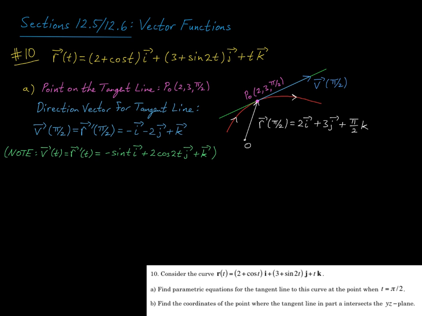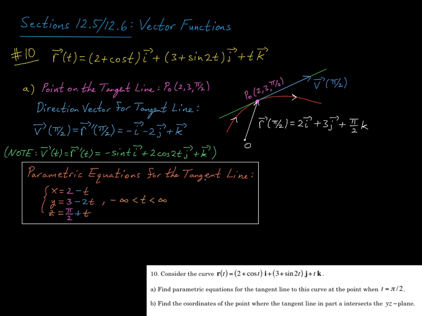All right, so that is going to act as our direction vector. So we have our x0, y0, z0 from this point P0, and then we have our a, b, c from this direction vector. So we go ahead and put that all together. Our parametric equations for the tangent line then are x equals x0 plus at. So that's 2 plus negative 1 t, so 2 minus t, and then likewise y is 3 minus 2t, and z is pi over 2 plus t. And here I'm just indicating that there are no bounds on t.